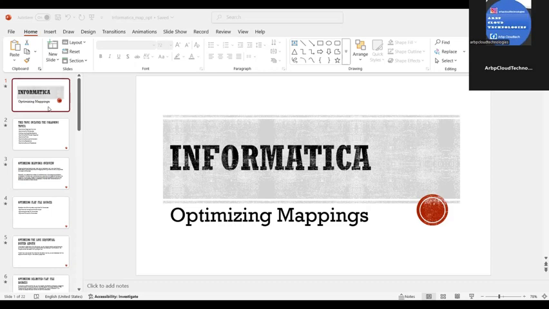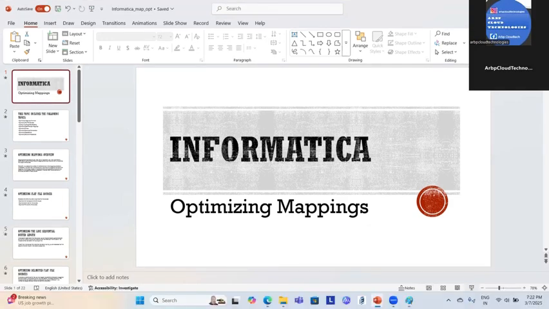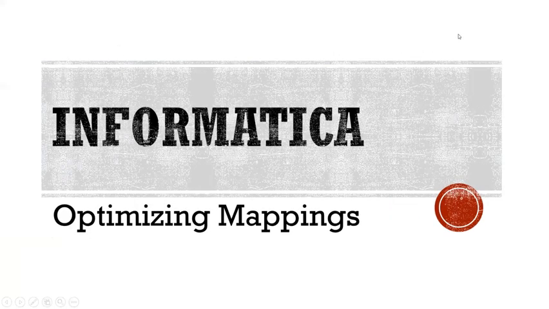So in today's session, I will explain about Informatica optimization, of how to optimize the mapping. That part I will explain. And in the last session, I explained about target optimization and source optimization, how to optimize those things. In the same way, how to optimize the Informatica mapping, right?